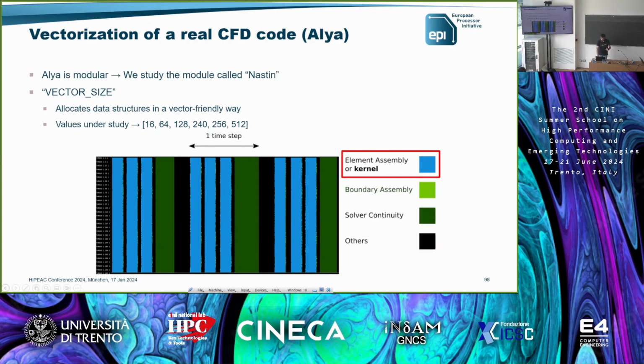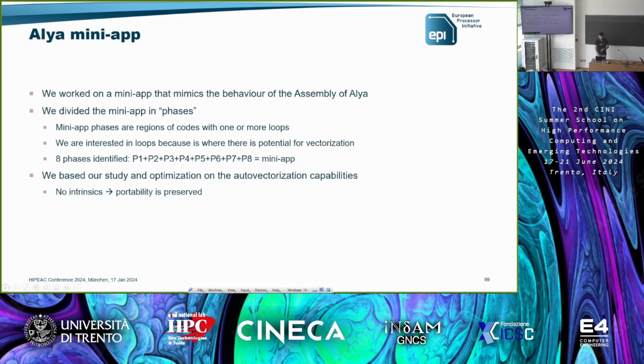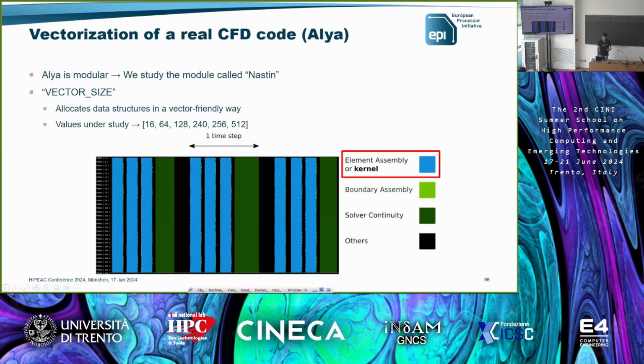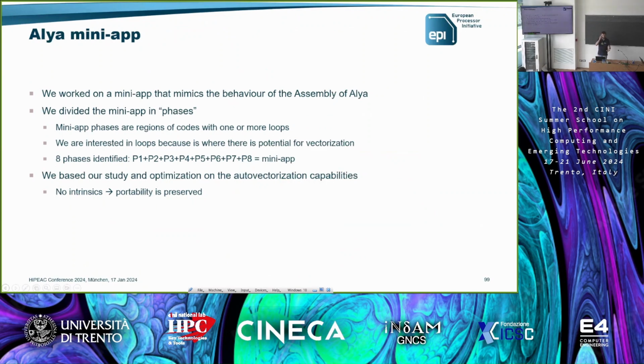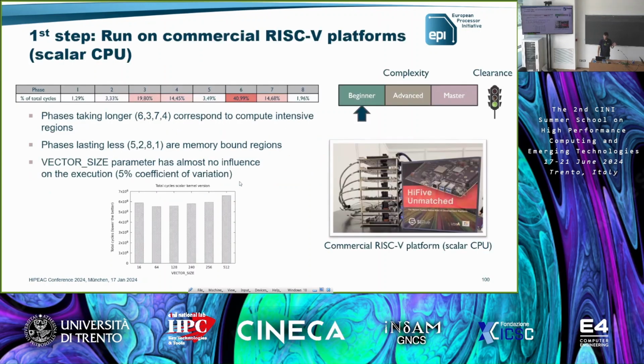Okay. Good. So we take this mini app, only the blue part because it was easier. We divide the mini app in phases. What are the phases? The loops, because we are interested in loops, right? The typical scientific application is a set of loops operating on different parts of your data. We identified 8 phases, and we only use auto-vectorization, no intrinsics, because we want that code to run on different machines.